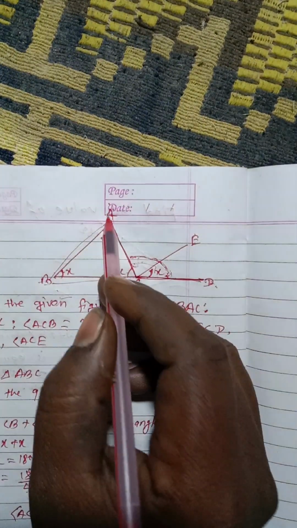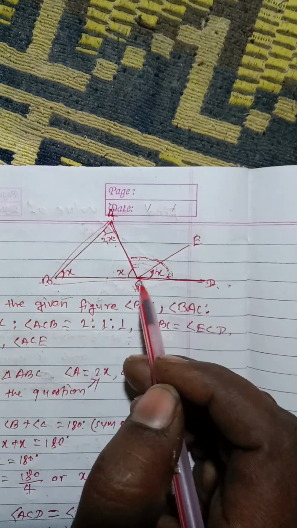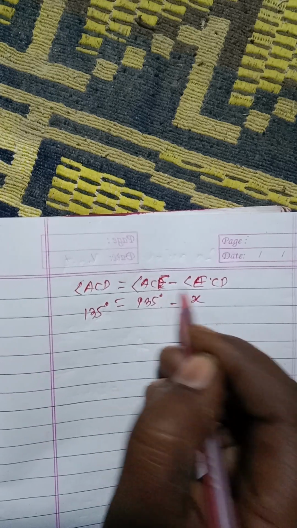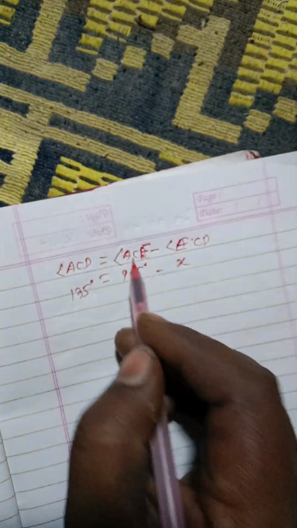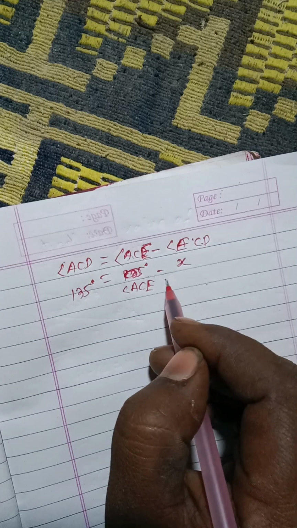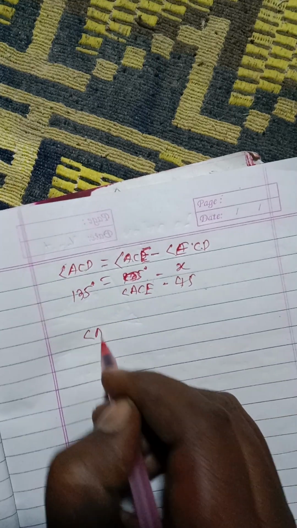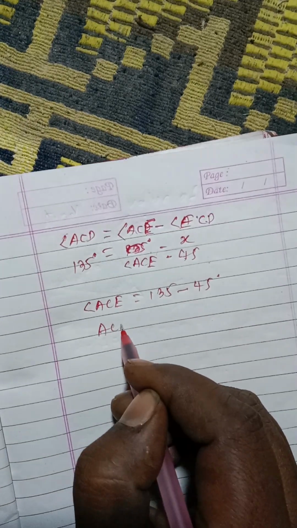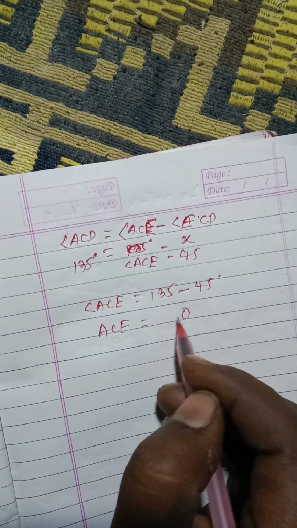Sorry, a little bit of mistake. ACD equals ACE plus ECD, and here ACE we don't know. So angle ACE equals 135 minus x. X means the value 45. So angle ACE equals 135 minus 45, so ACE equals 90 degrees.